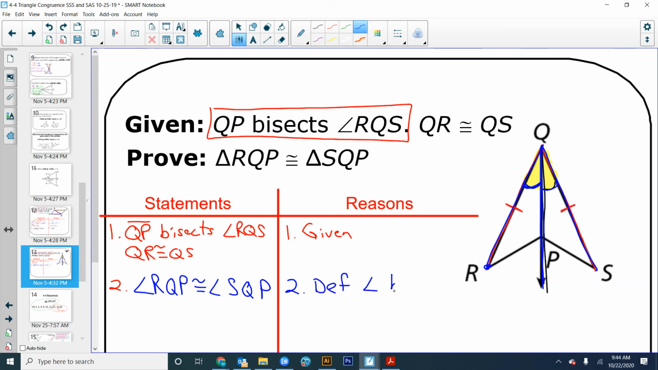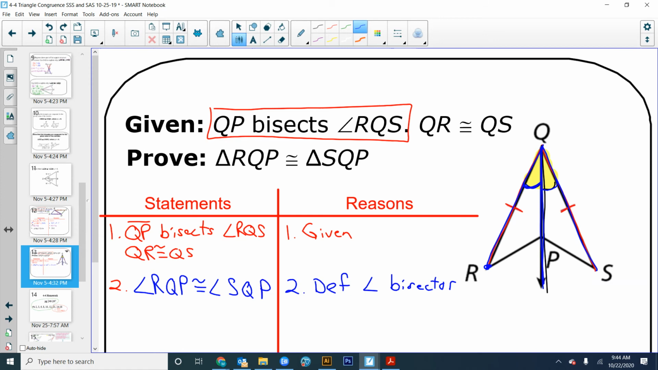Definition of an angle bisector. Well, what's the definition of an angle bisector? A ray, a line, a segment that cuts an angle in half and creates 2 congruent angles. I could have used a knife, I could have used a spatula, I could have used a sword. Those are the things that we're bisecting the angle with.